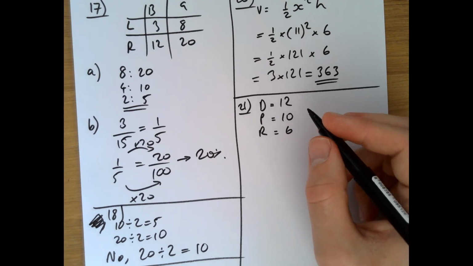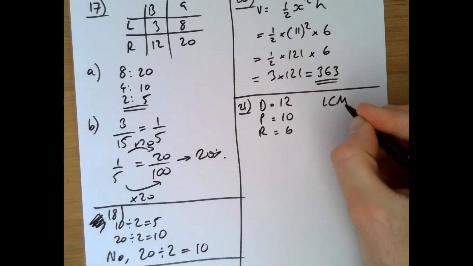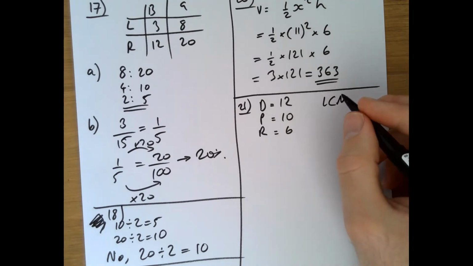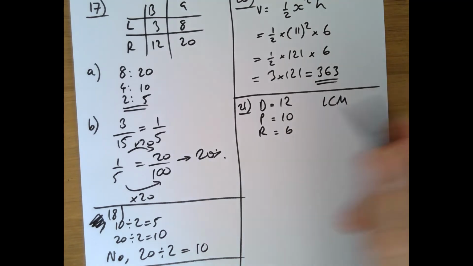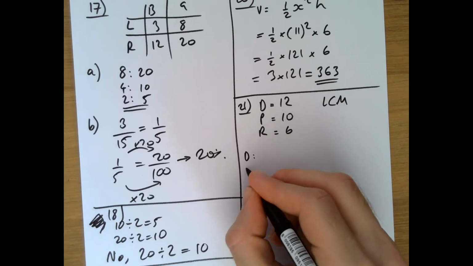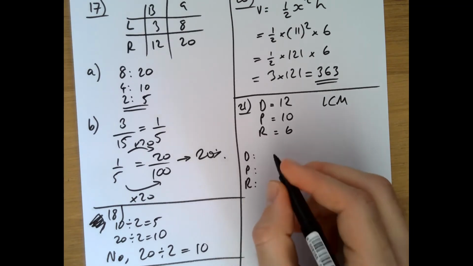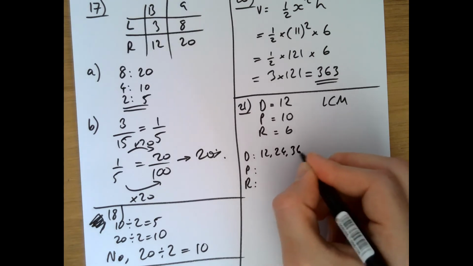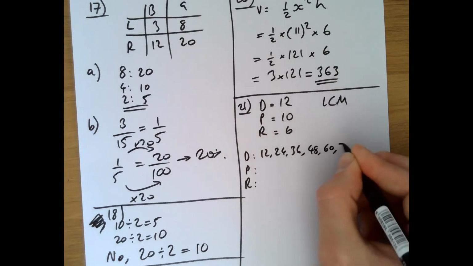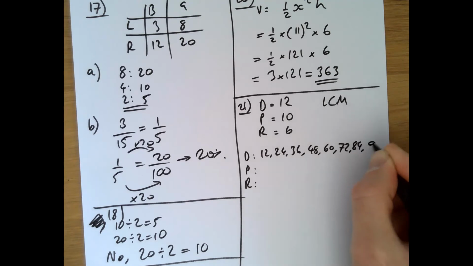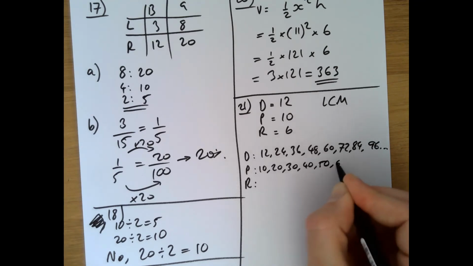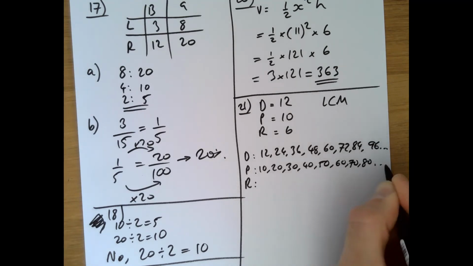So this question is working out lowest common multiple. So what's the lowest common multiple of all of these? Well, what's probably easiest is just to write them out, to be honest. I mean, there is a quicker way, but it kind of makes more sense to just do this. So we've got 12, 24, 36, 48, 60, 72, 84, 96, and so on. 10 times table is just going to be 10, 20, 30, 40, 50, 60, 70, 80, and so on.